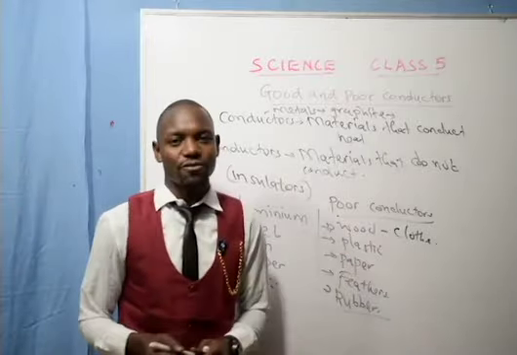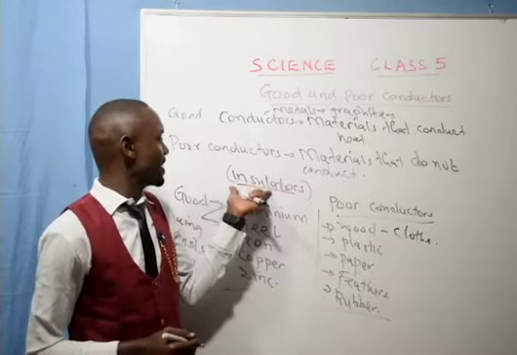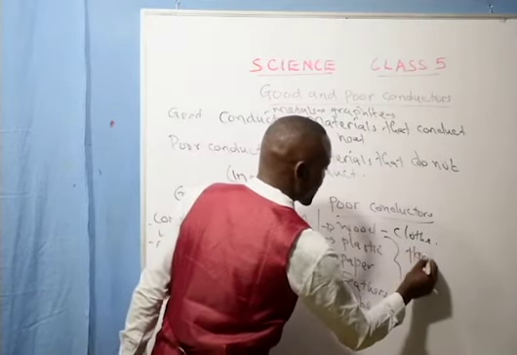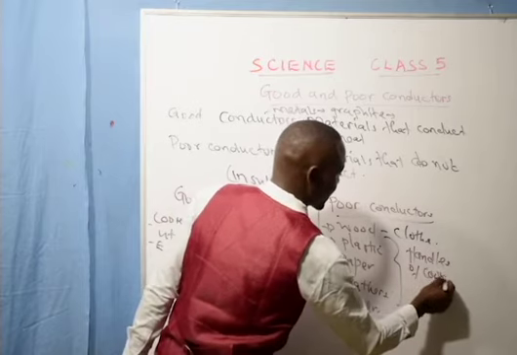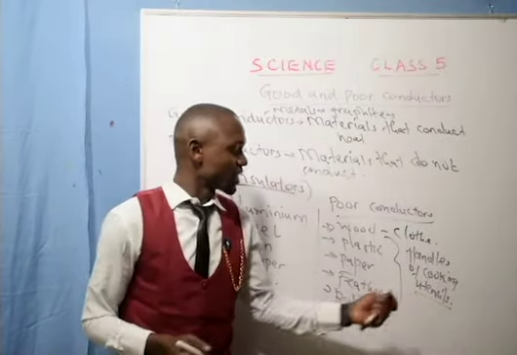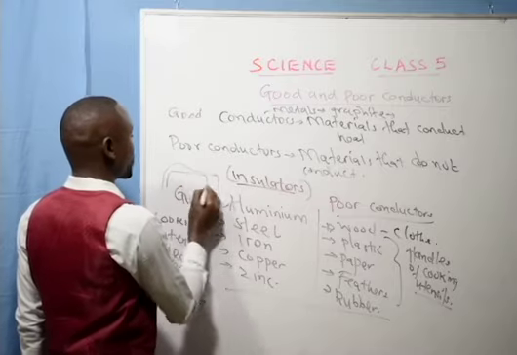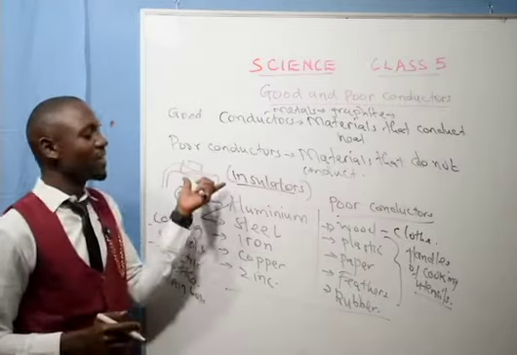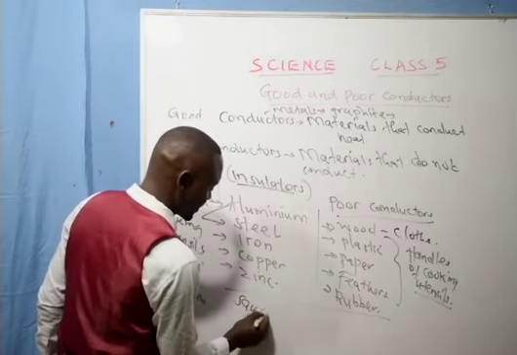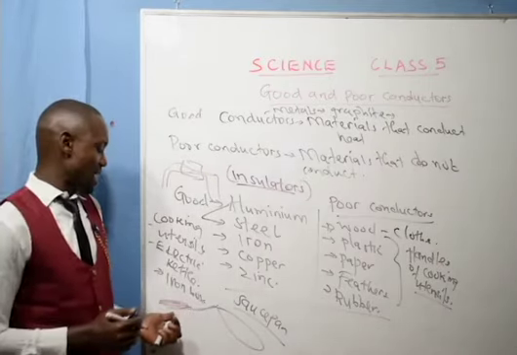What about poor conductors of heat? I say that poor conductors of heat are called insulators. What is to insulate? To insulate is to prevent heat from flowing outside. So poor conductors of heat are used in making handles of cooking utensils. For example, an electric kettle has a plastic coating at the handle. This plastic coating is to prevent your hand from burning when you are holding that kettle. The handle of a saucepan is made of plastic or wood.